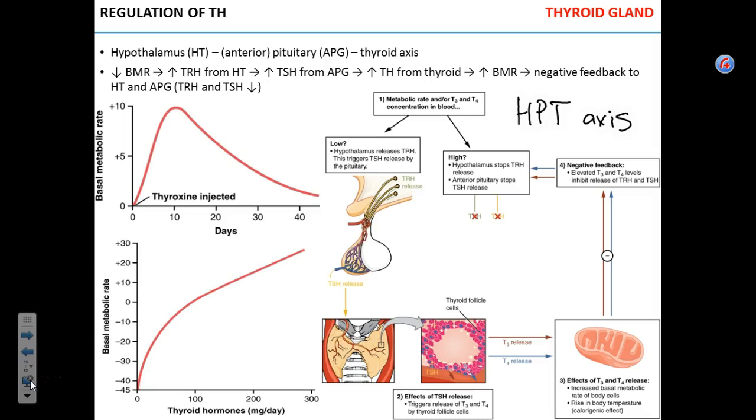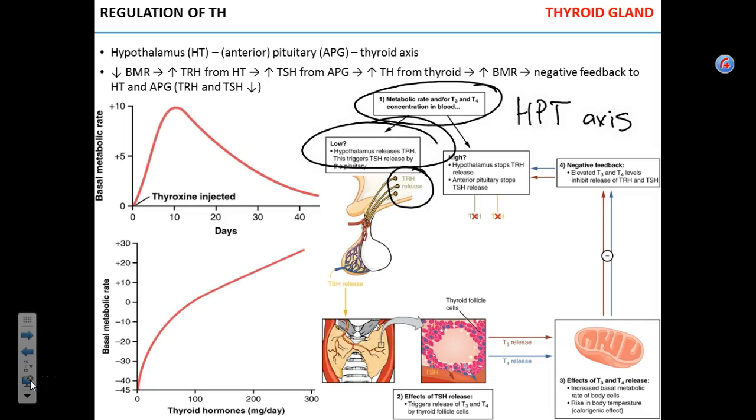It all starts with the stimulus. Since thyroid hormone increases BMR, what would be the stimulus for thyroid hormone production? If it increases BMR, what would be the initial stimulus? Low BMR, yeah. So you start with the low BMR. Okay. Low metabolic rate.